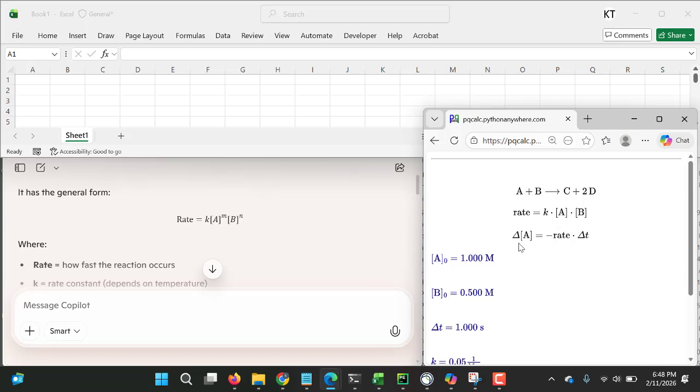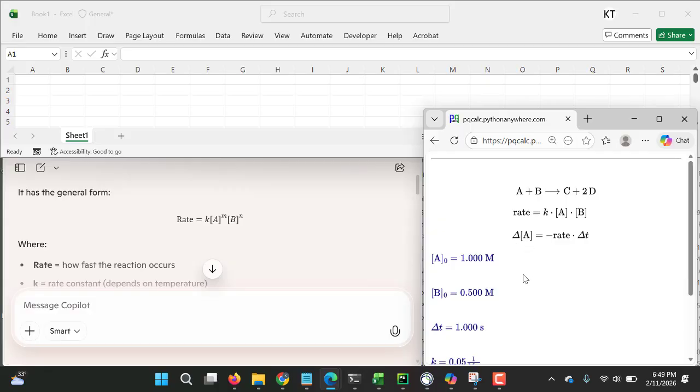And just to remind you, if you want to calculate the change in concentration of A, you would have to take the change in time times the rate, and then with a negative sign in front of it because it's a reactant, and reactants get used up. And again, if it were C, then it would be plus the rate. And if it were D, it would be twice the rate times delta t. Okay, delta refers to change, right? So delta t is how much time progresses, and delta concentration means how much did the concentration change in that time.